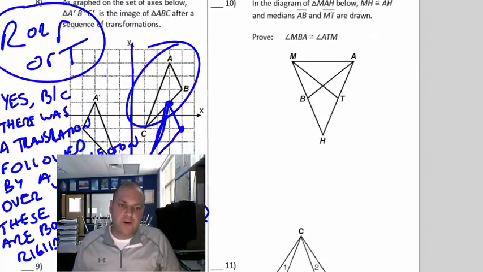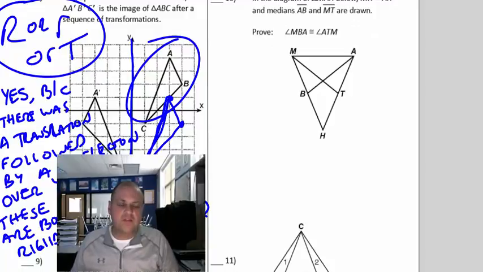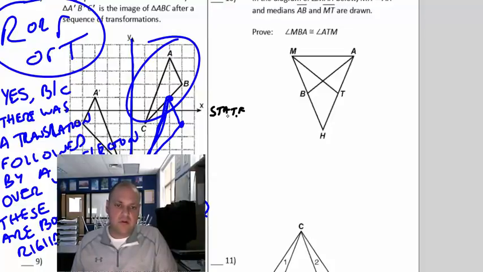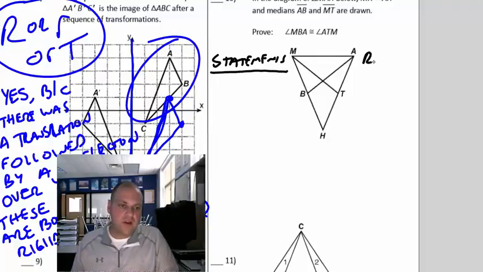A couple proofs here. All right, so this one here. So we're going to do statements and reasons, right? Statements. I'm going to have to do it like this. I have to do statements, kind of on either side, and then reasons over here, just because of the room I gave you. Obviously, you wouldn't normally do that.